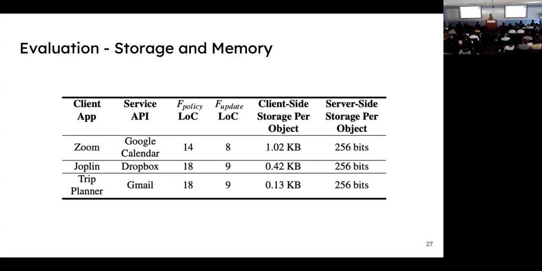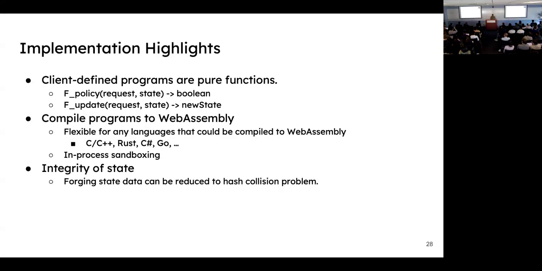Okay, so storage and memory. Again, the server is just storing these HMACs, so it's 256 bits. The policy lines of code are very trivial, and the client-side storage, again, is pretty minimal. So we built this, and we integrated it into these tools. Joplin is open source, and we built a trip planner using this custom GPT thing in ChatGPT. So it kind of works for you.